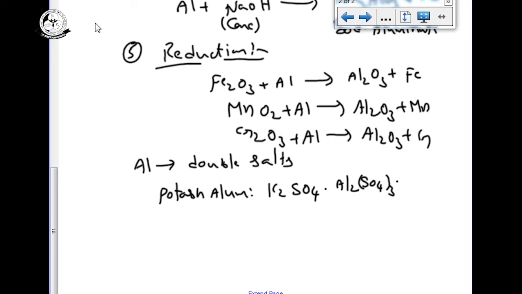This is the most important compound of aluminium; we don't have any other important compounds. We covered aluminium, its purification and some of its properties. This completes the group 13 elements. For the uses of aluminium, see the book for what the uses are. Okay, thank you students.